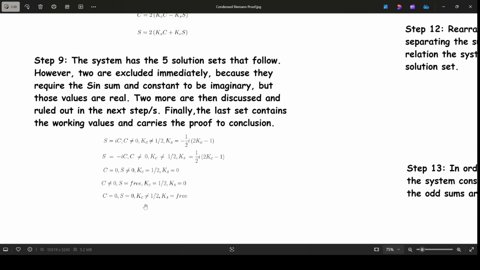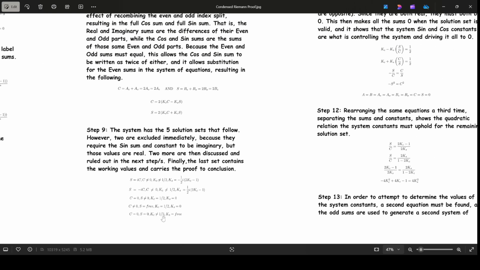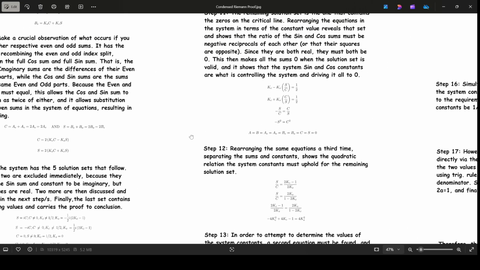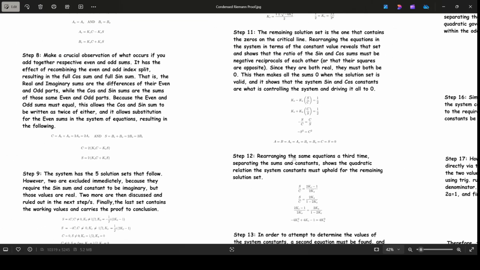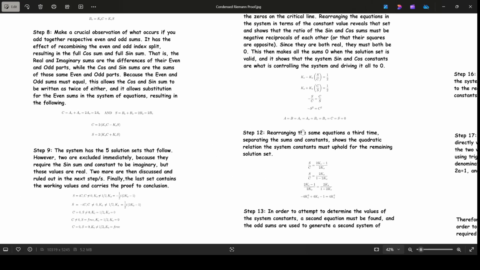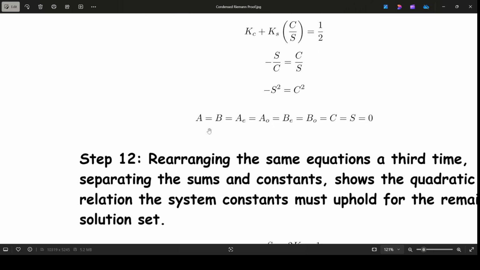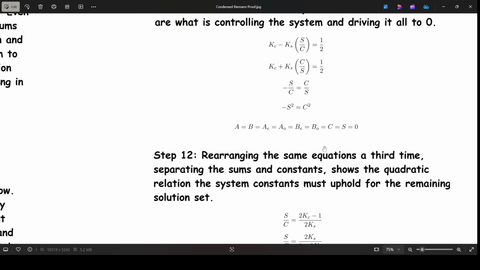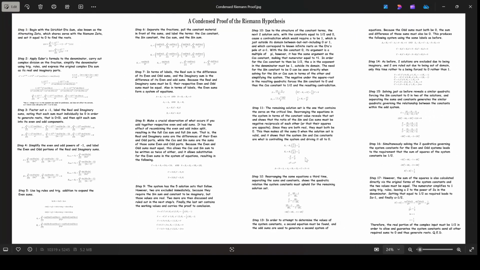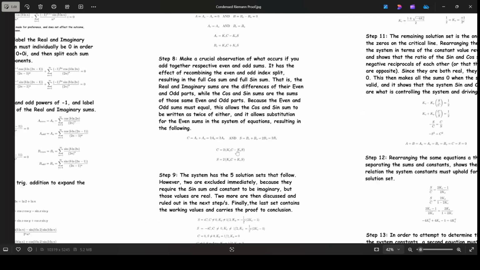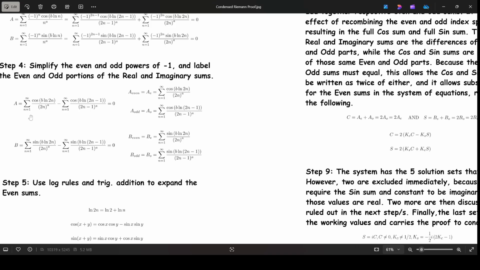But what about this: Kc can't be 1/2, but it can be anything else, and Ks is free to be what it wants? What's the relationship between them, and how do they drive the system to 0? So we're going to talk about that next. But in between here, I make this one statement here. I say A equals B equals the even real equals the odd real equals the even imaginary and equals the odd imaginary equals C equals S equals 0. What am I saying here? This is just a logical recap of what we've determined so far because of our system. So what we're saying is A and B have to be 0. That was our initial condition. The real part and the imaginary part have to be 0.